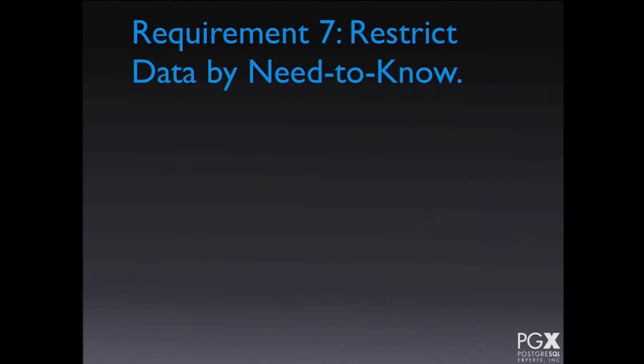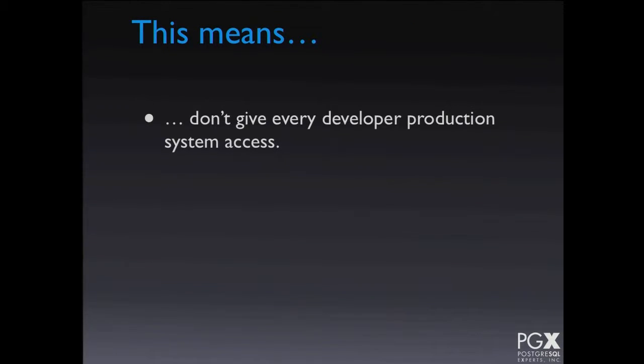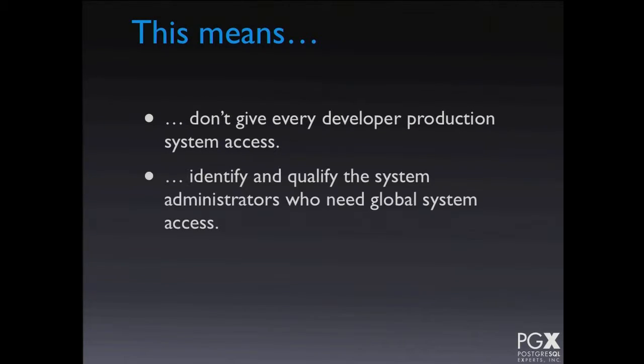This is also, unfortunately, fairly frequently broken, which is that you have to restrict the data by need to know. People who do not need to have access to primary account information aren't allowed to see it. This includes: don't give every developer access to the production system. Unless you can argue every single developer in your system has a reason they need to be able to look up customers by credit card number.